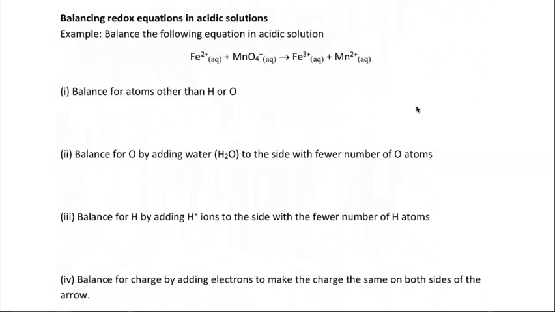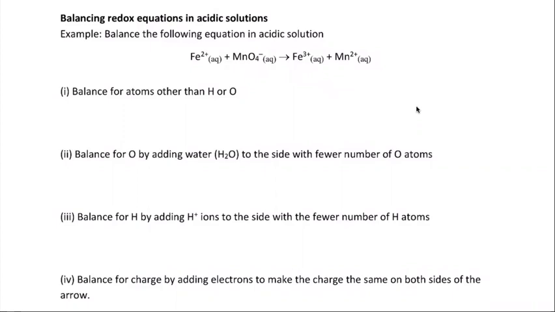Well, right now, if you look, there's one iron on each side, there's one manganese on each side, but look, this side has 4 oxygen. There's no oxygen over here. Where did the oxygen go? Okay, so that's a problem. Number one is that there's 4 oxygen on one side, but there's no oxygen on the other side.